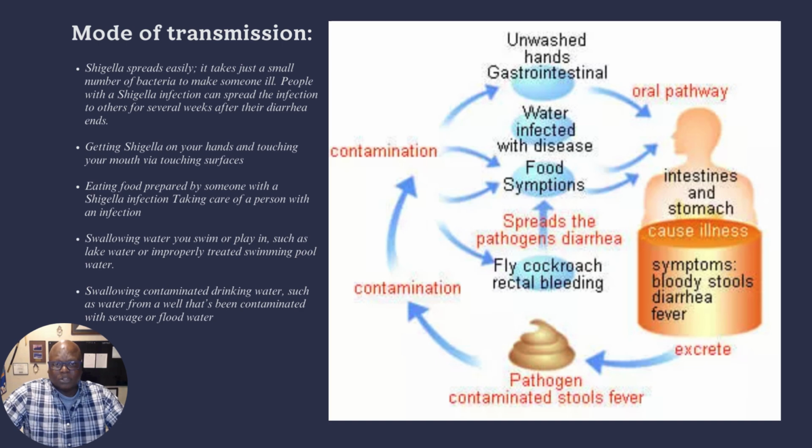Now that we have a general understanding of what Shigella does to the human body, let's discuss its mode of transmission. Shigella spreads very easily. It only takes a little bit just to get somebody sick. As few as 10 microorganisms is all it takes, right? For it to then replicate within the body into large enough numbers to make somebody ill.